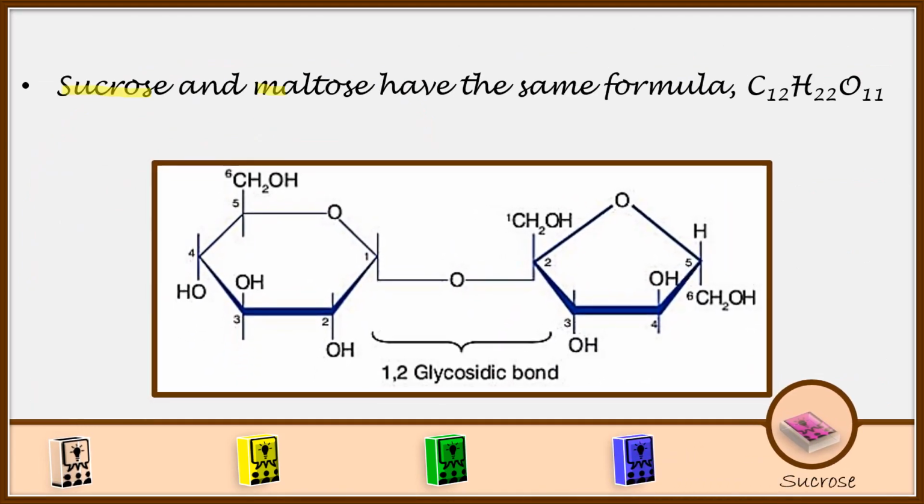Sucrose and maltose have the same formula, which is C12H22O11. That is sucrose and maltose. They have 12 carbon, 22 hydrogen elements, and then 11 oxygen. Let us try to prove this and see. This is sucrose. Let us see if it is true.